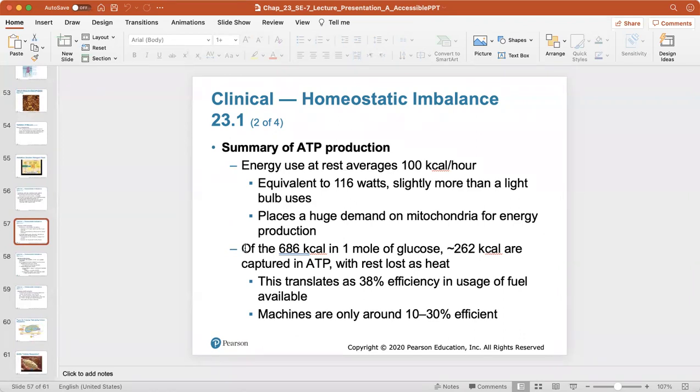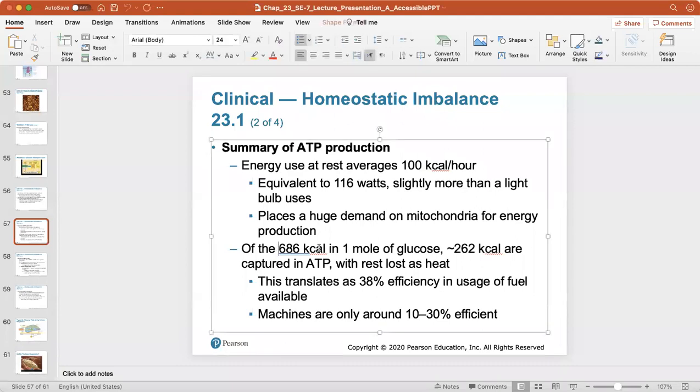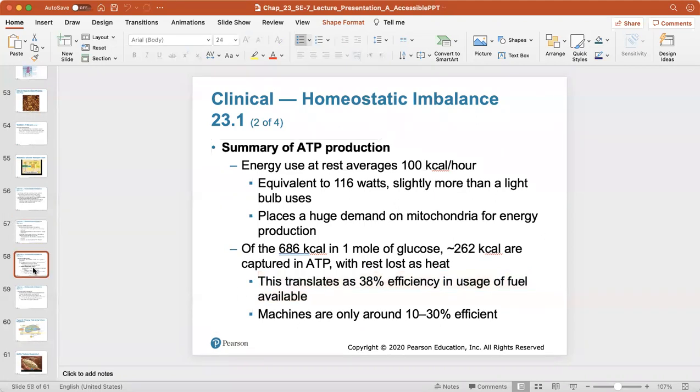Of the 686 kilocalories in 1 mole of glucose, only about 260 kilocalories are captured in ATP, and the rest is lost as heat. So this translates to about 38% efficiency in the usage of fuel available. If you think about an average machine, machines are only about 10 to 30% efficient in using their food source for fuel, and your mitochondria are a lot more efficient than that.